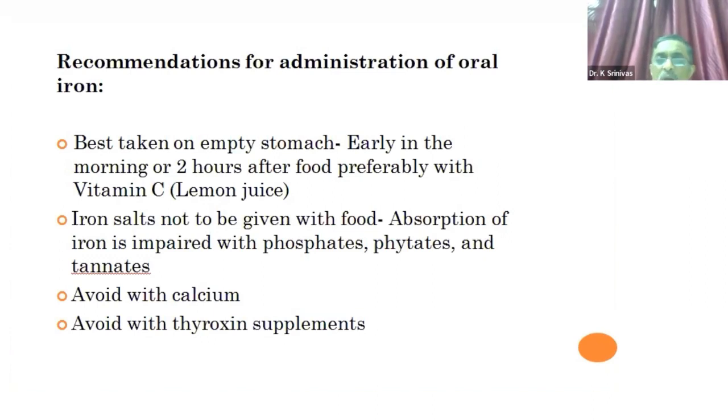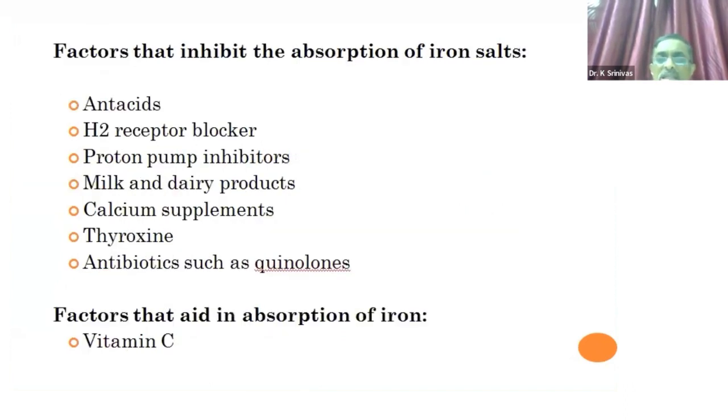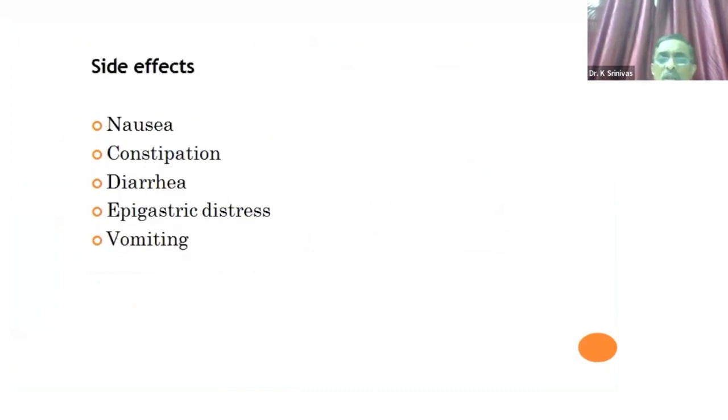Avoid with calcium. Normally we give calcium with iron for a pregnant woman. Ask them not to take them together. Don't give them with thyroid supplements also. There are certain other things like antacids, H2 receptor blockers, proton pump inhibitors, milk and dairy products. All calcium supplements, thyroxines and quinolones should not be used along with iron because they get in the way of iron absorption. So the one which helps in the absorption is vitamin C. So ask her to take it with food rich in vitamin C.